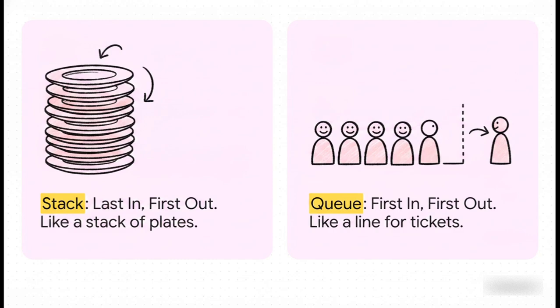Rounding out our linear structures, we have 2 blueprints that operate on completely opposite rules. First up is the stack. It's strictly last in, first out. Picture a stack of plates at a buffet. The last plate someone put on top is the very first one you pull off, hopefully without knocking the whole thing over.